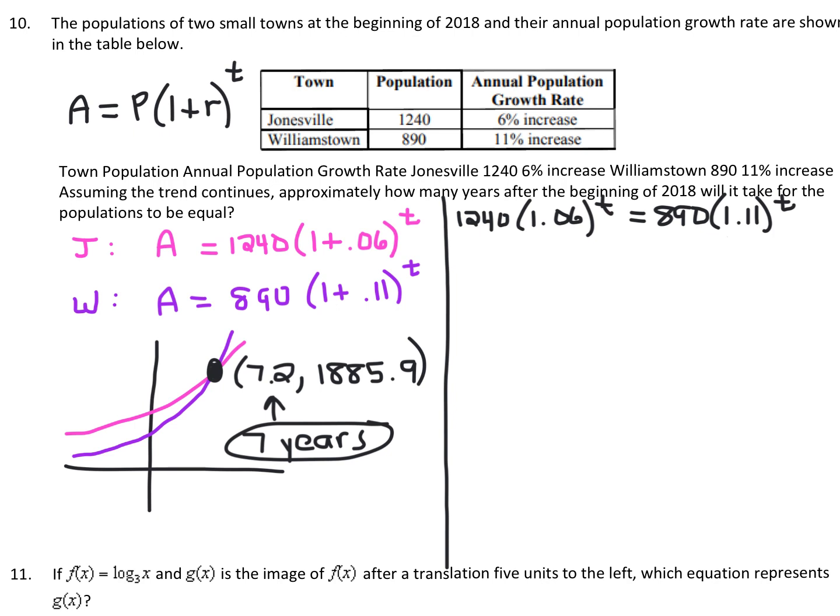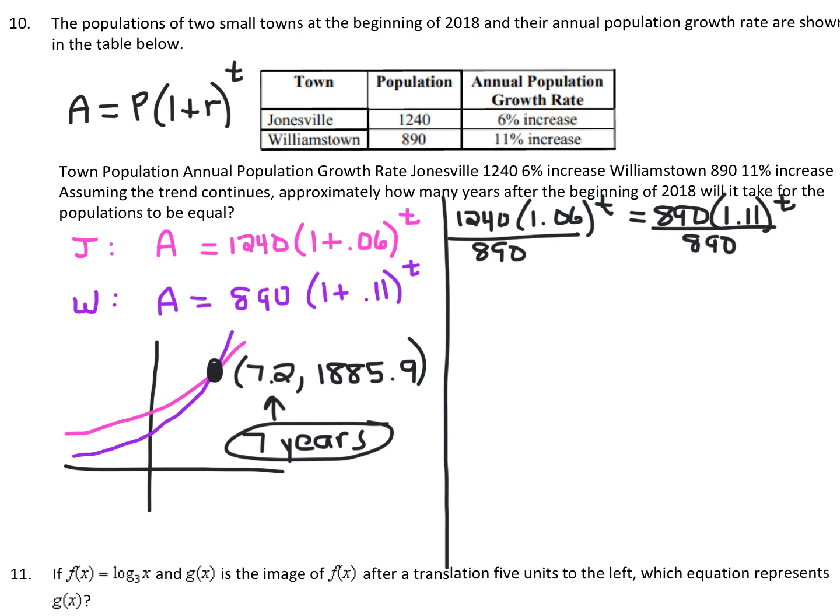Okay, now this is a little harder, I think, personally, to solve. But what I'm going to do is I'm going to divide by, it doesn't matter which one, either one of these two numbers in front. I'm going to divide by the smaller one. So I'm going to divide both sides of the equation by 890.